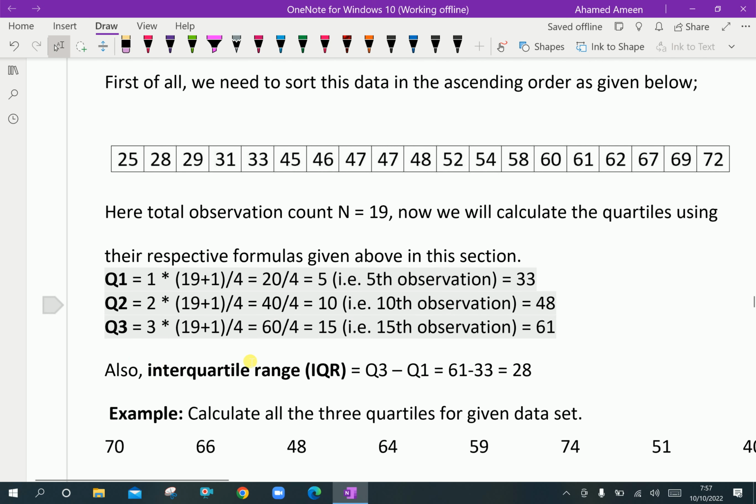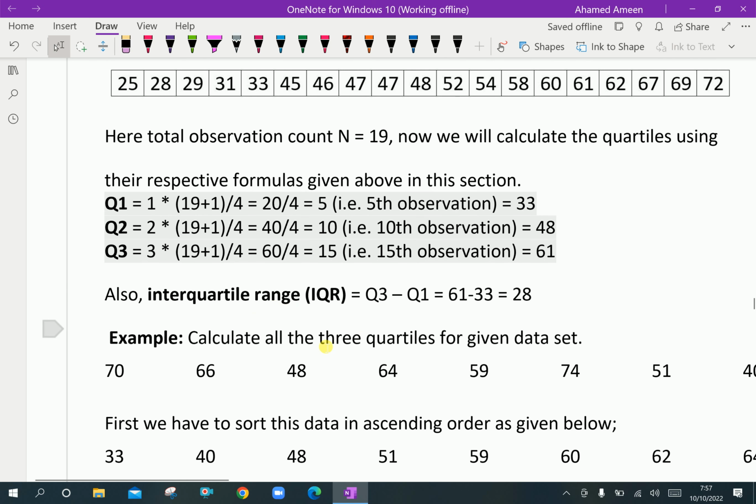Similarly, Q3 you have to calculate. The interquartile range formula is Q3 minus Q1, that is 61, the third quartile Q3, minus the first quartile Q1, that is 61 minus 33 is 28. This is the interquartile range.